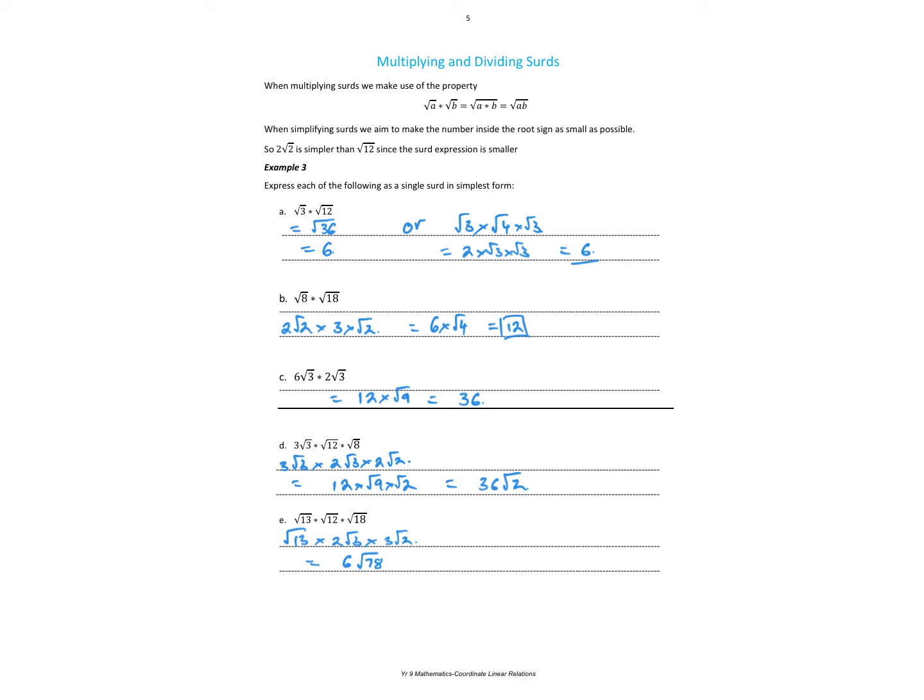So root 3 times root 12. Now, the order in which we simplify is up to you. 3 12s are 36, so that's the same as the square root of 36, and the square root of 36 is 6. I could, in this case, simplify root 12 first by writing it as root 3 times root 4.